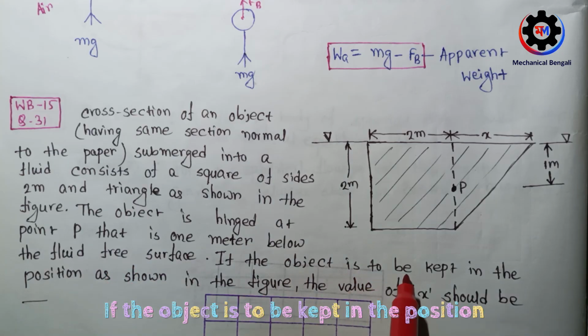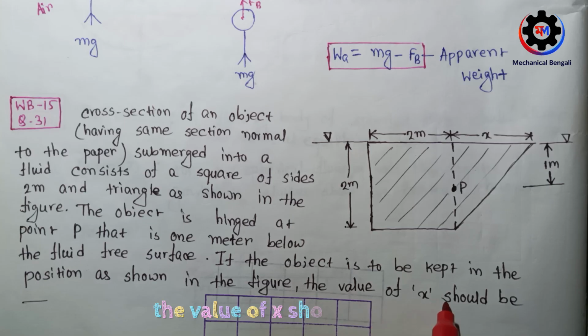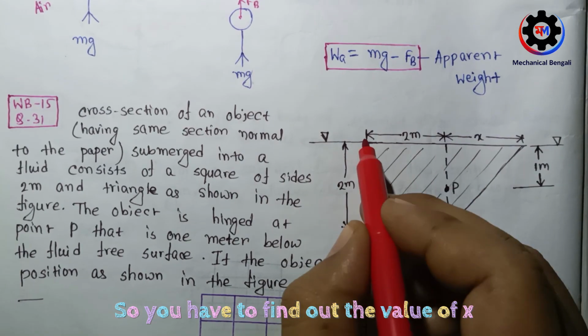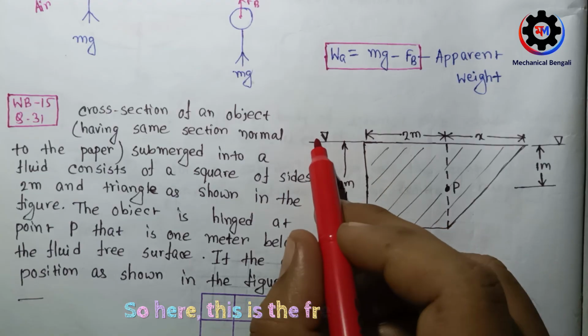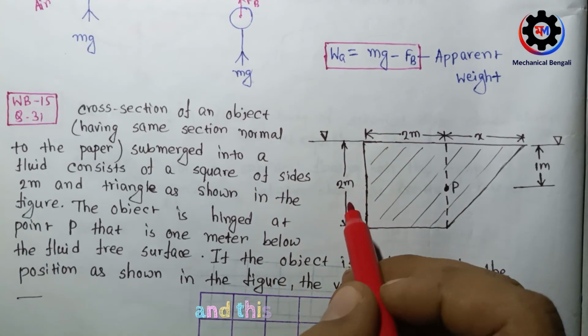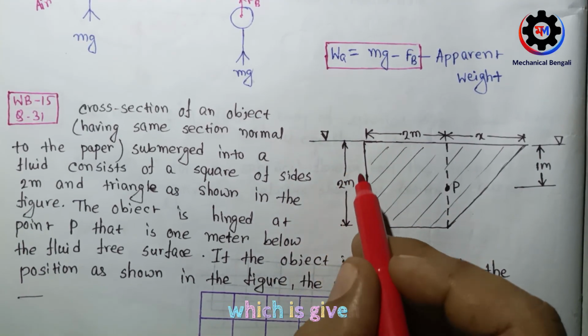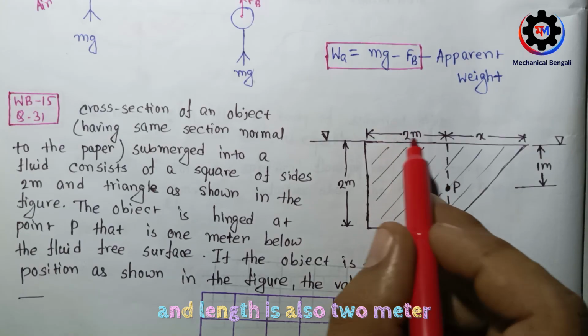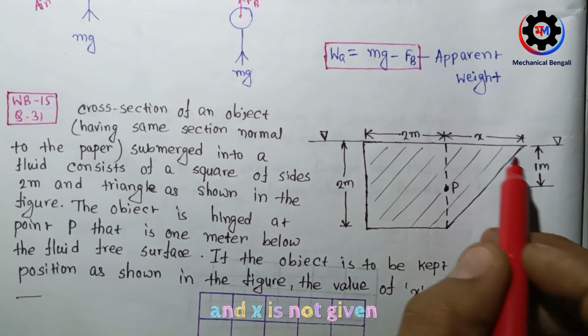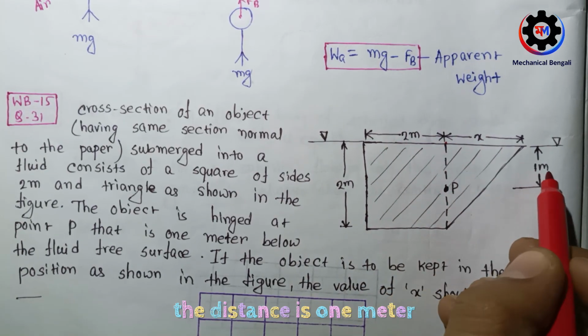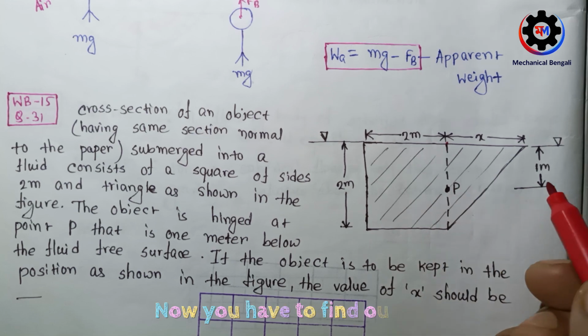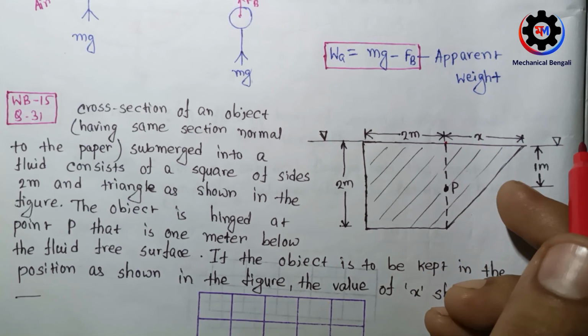If the object is to be kept in the position as shown in the figure, the value of x should be what? So you have to find out the value of x. So this is given in this question. Here this is the free surface, and this is the height, that is 2 meter, which is given, and length is also 2 meter, and x is not given, and from here to here the distance is 1 meter. Okay, now you have to find out what is the value of x.